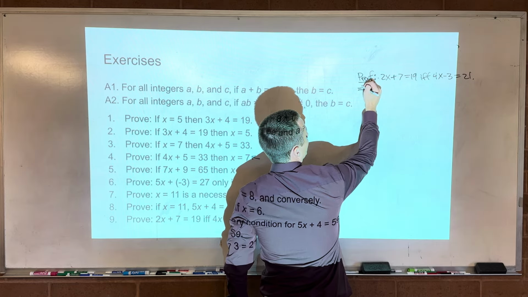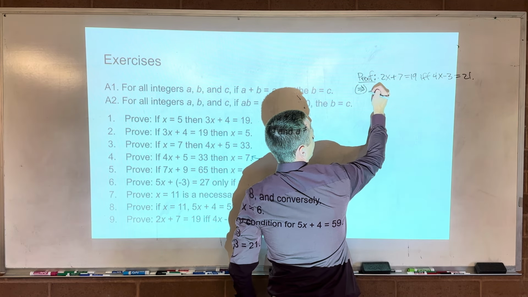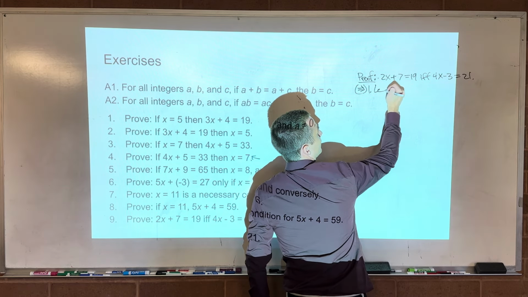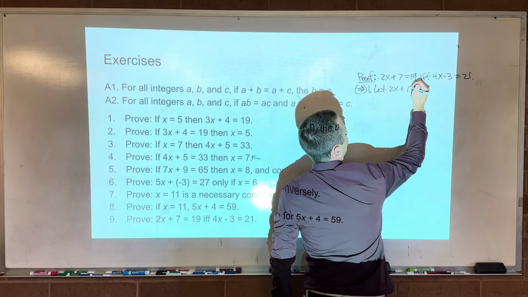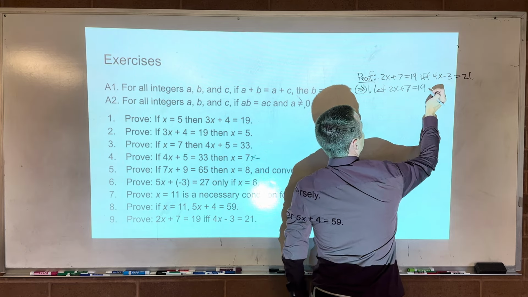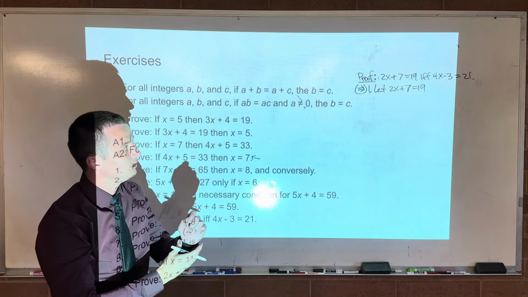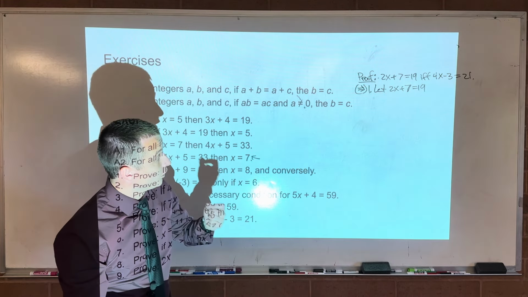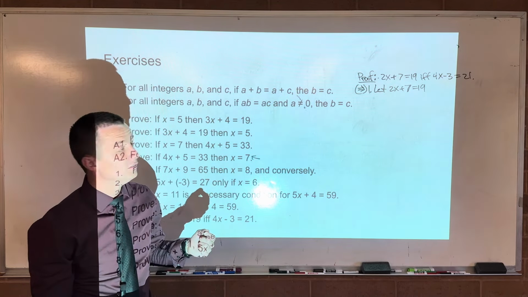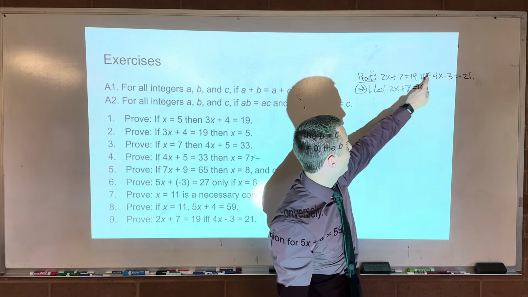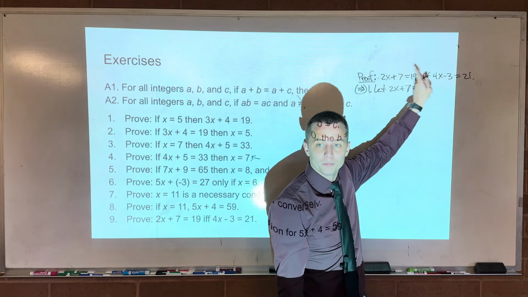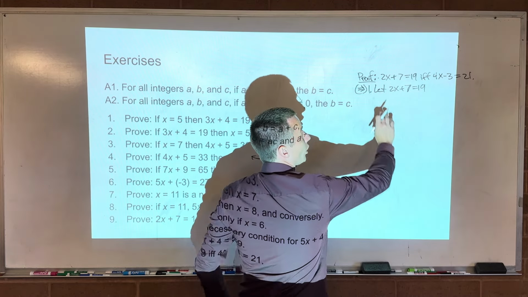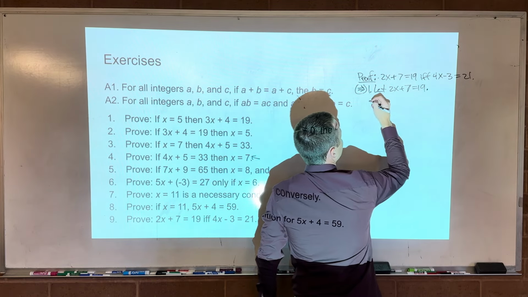Sometimes when we're proving if and only ifs, we put an arrow like that in parentheses to the side to tell the reader, hey, first I'm proving this way. So I say let 2x plus 7 equal 19. You with me? Okay. It means I'm proving this way. I'm going to show this implies this, and then later I'm going to show this implies this. So it's like you're doing 2 proofs in one go.